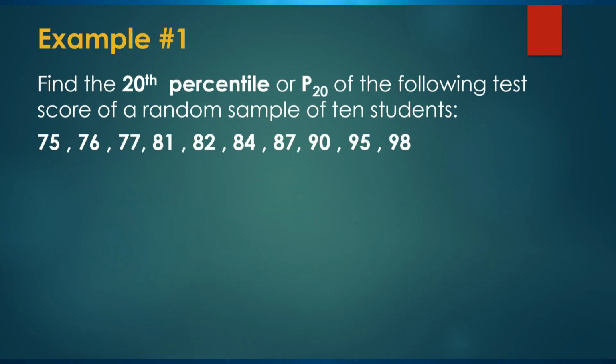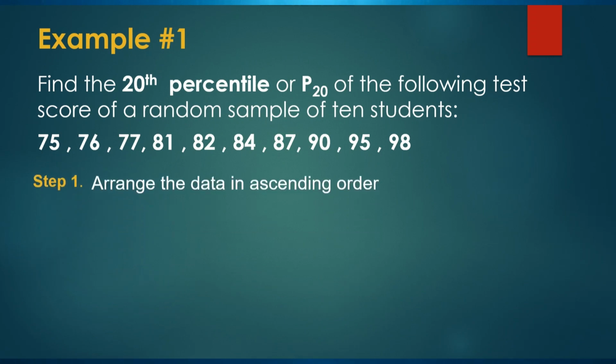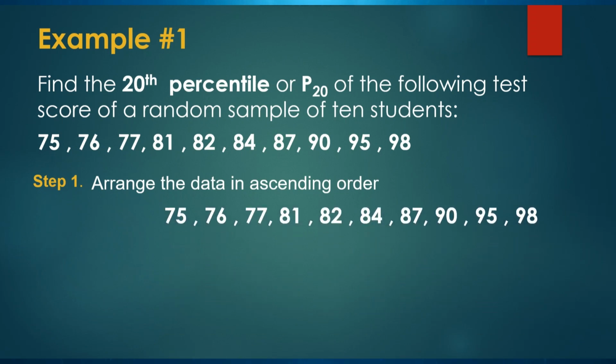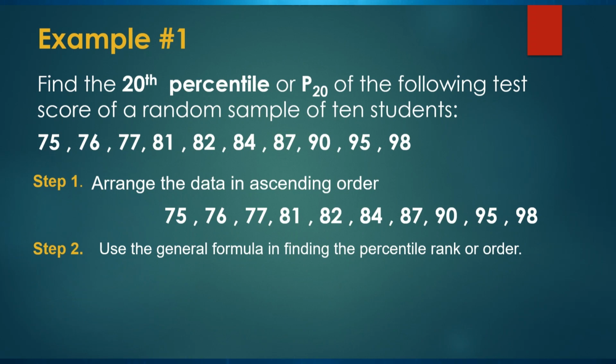Example: find the 20th percentile or P20 of the following test scores of a random sample of 10 students. So 75, 76, 77, 81, 82, 84, 87, 90, 95, and 98. Step 1, arrange the data in ascending order. So kung titingnan natin yung data, naka-arrange na siya in ascending order. Step 2, use the general formula in finding the percentile rank or order.